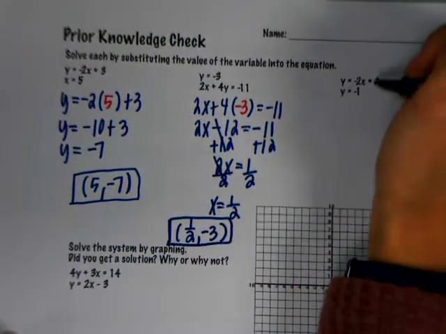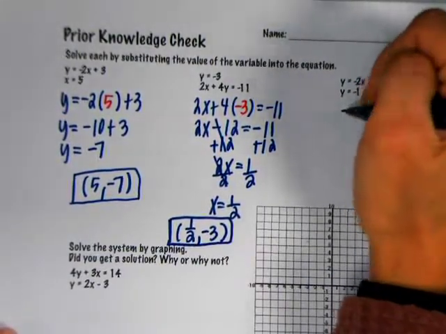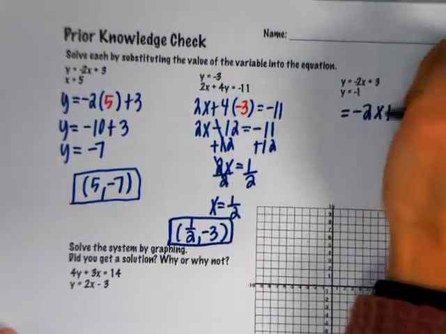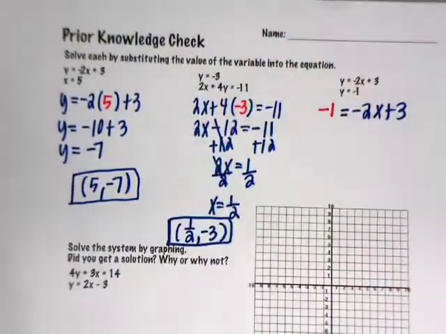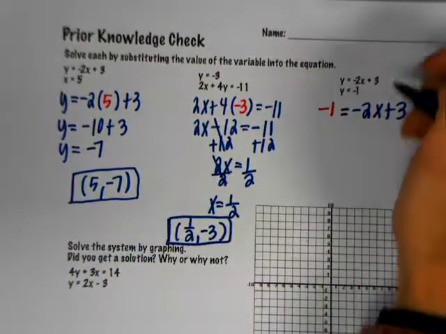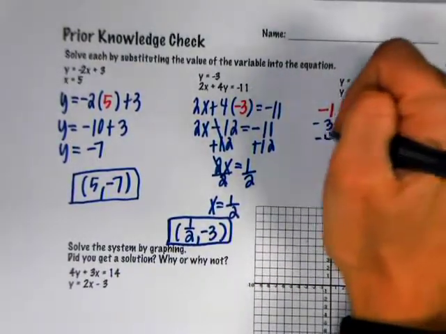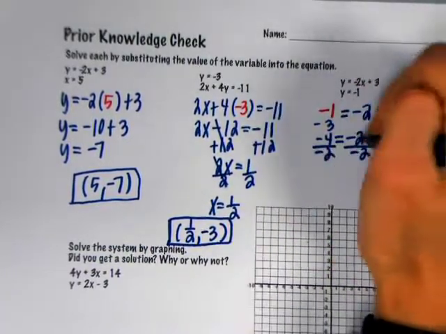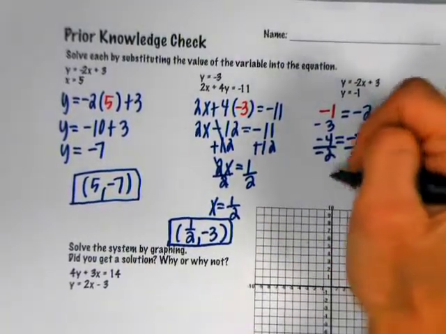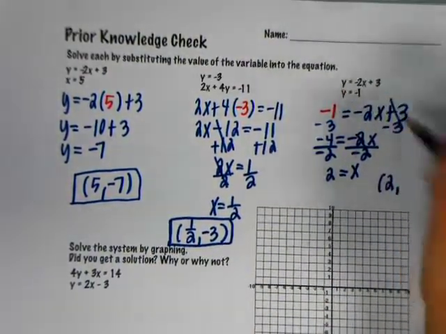And then this one, y equals -1. So we're going to put the -1 in for the y over there. So -2x plus 3 stays. And then just solve. So do -3 on both sides. -4 equals -2x, and then divide. So x equals +2. So that point x, y is going to be (2, -1).